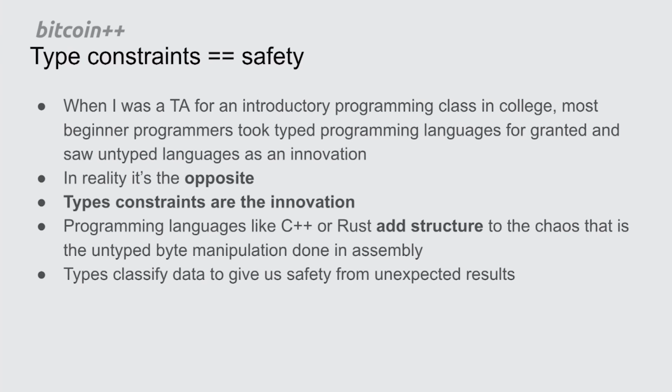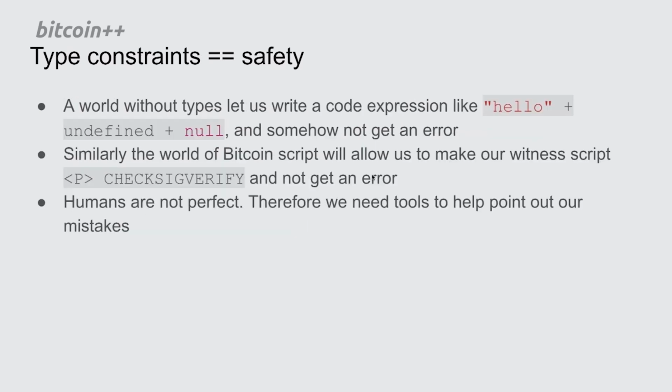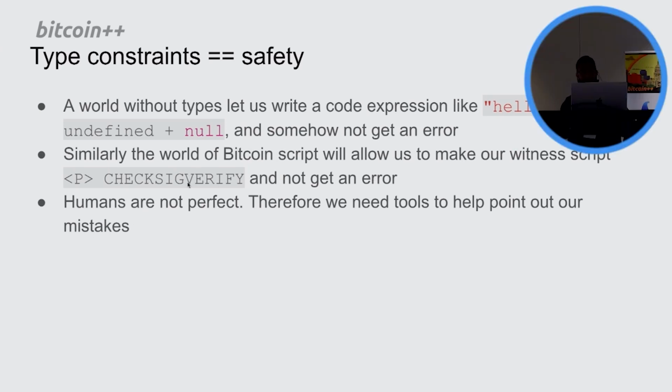So programming languages like C++ or Rust add structure to the chaos that is the untyped byte manipulation done in assembly. Types classify data to give us safety from unexpected results. And just to kind of go into certain typing things, a world without types lets us write code expressions like hello plus undefined plus null. If any of you have used JavaScript, you'll know that this doesn't result in an error. It'll just result in one long string with all these terms inside of it. And again, this is unexpected behavior that we don't like.